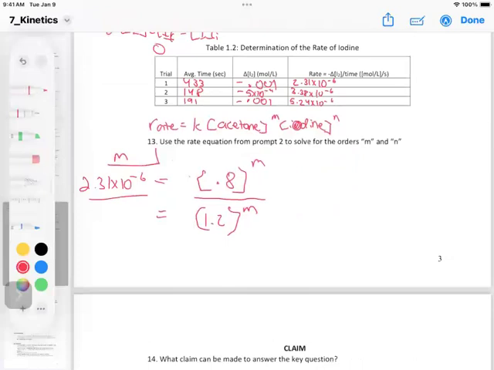Rate 3, 5.24 times 10 to the 6. Now in my calculator, I'll take 2.31 times 10 to the 6 divided by 5.4 times 10 to the negative 6.